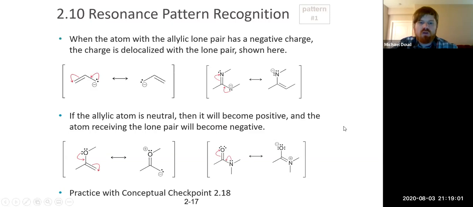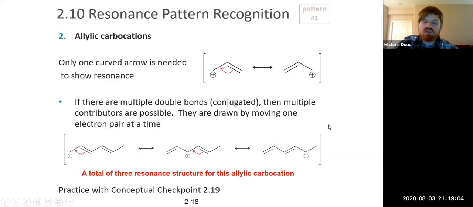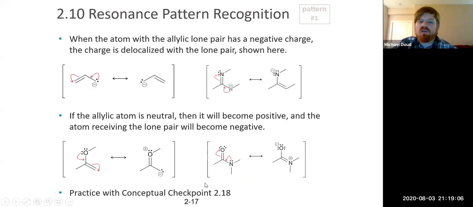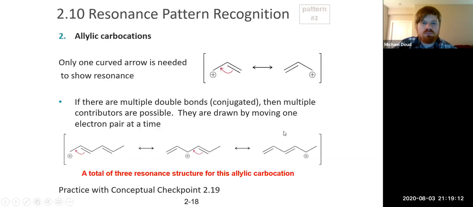So there you go. That's allylic carbanions. Again, we're following along the conceptual checkpoints. We're also going to have a big sample exercise on this as well. Next up, we have allylic carbocations.